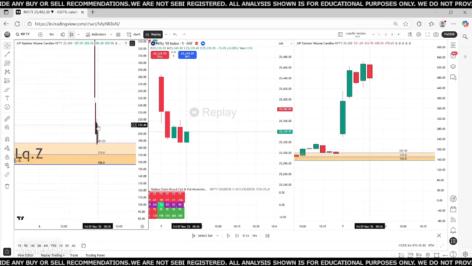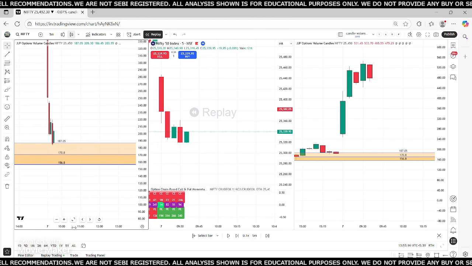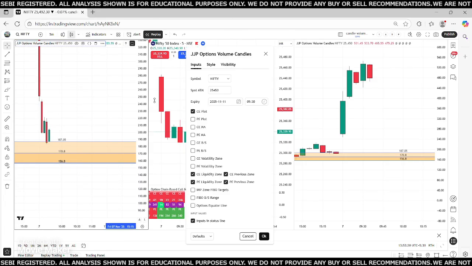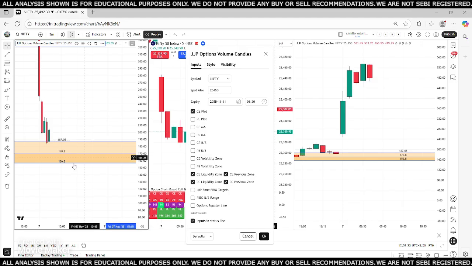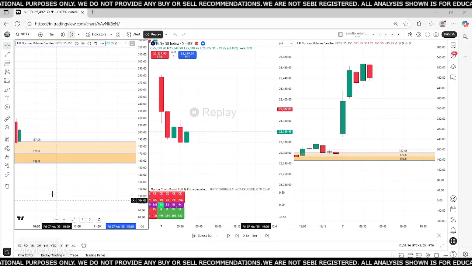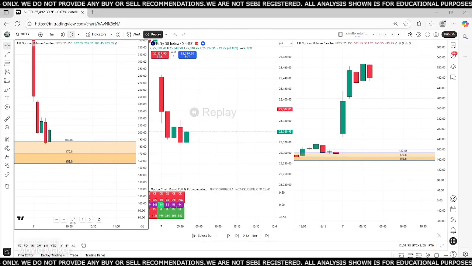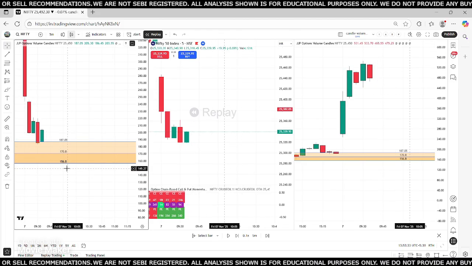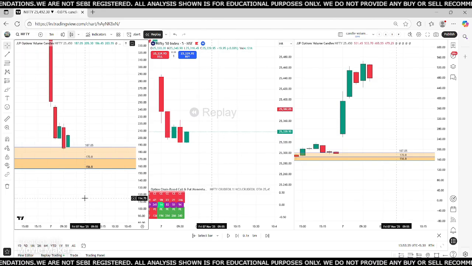In the first chart, we are only seeing the candles of the call option plot. If you go to the settings, call option plot only is there, but we have also plotted the put option liquidity zone. Why? Because these zones will be acting as support and resistance in the call option as well as the put option, so that is why we have plotted these zones also.